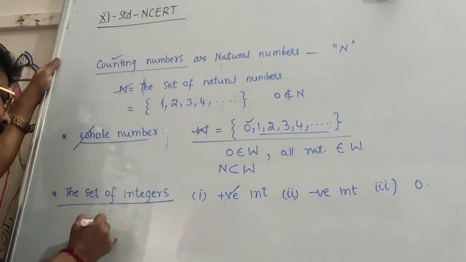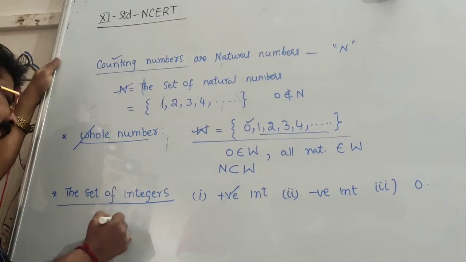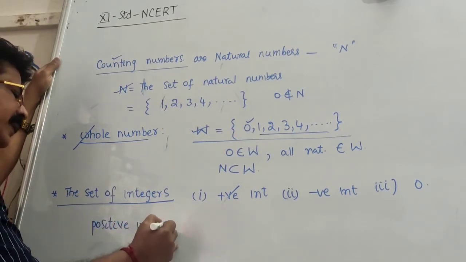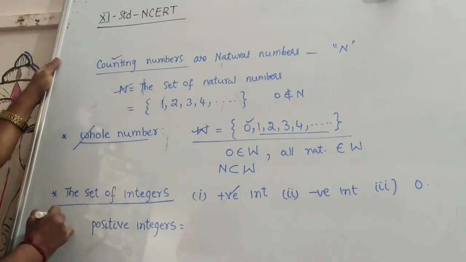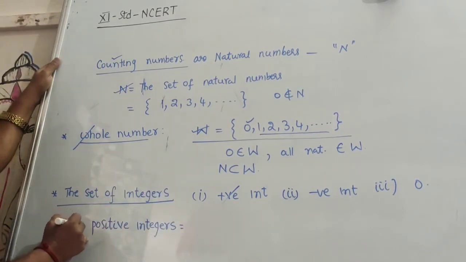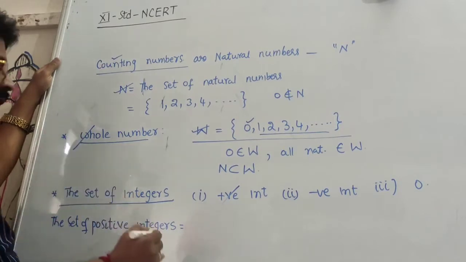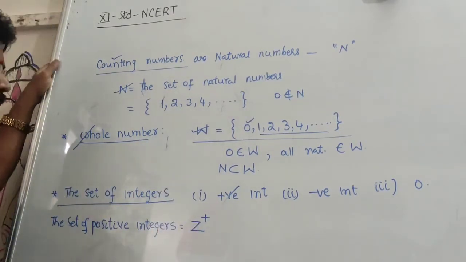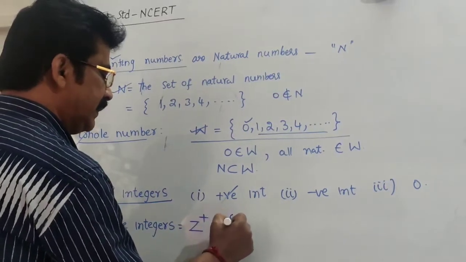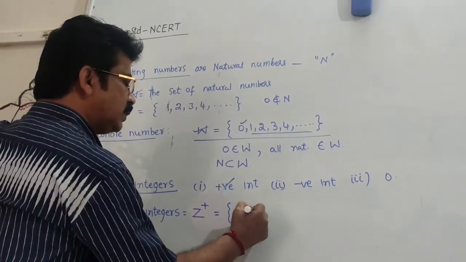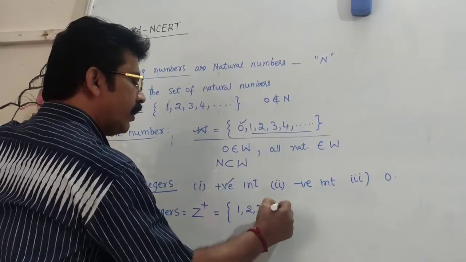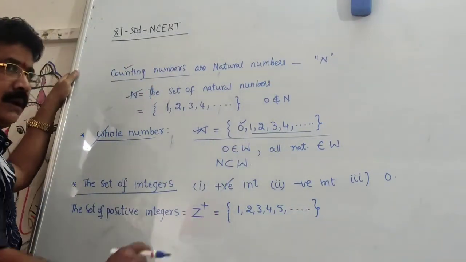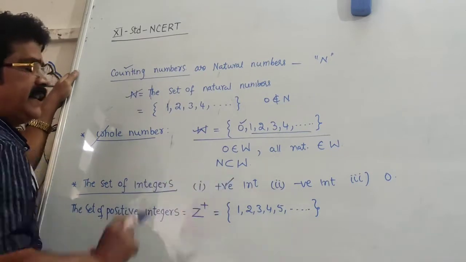The set of positive integers. Actually, it is denoted by Z plus. That is equal to the set of 1, 2, 3, 4, 5 and so on, like that. These are called the positive integers.